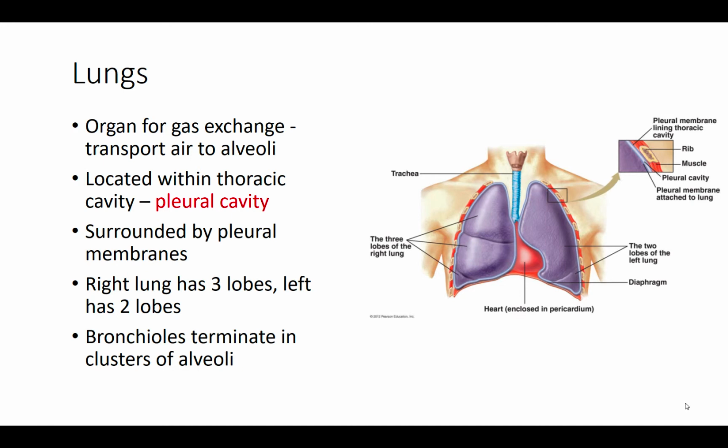There are two lungs in the thoracic cavity, and these lungs are covered by pleural membranes. Each lung is divided into lobes. There are three lobes on the right side, upper, middle, and lower, and two lobes on the left side, upper and lower, to accommodate the heart, which is always leaning toward the left side.